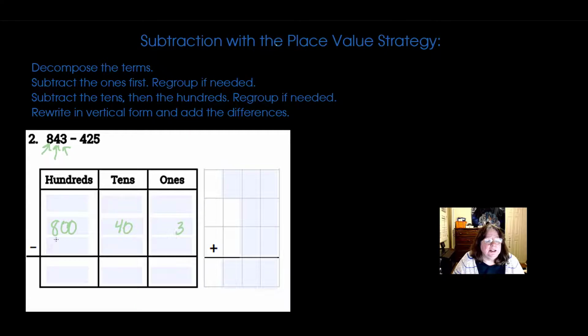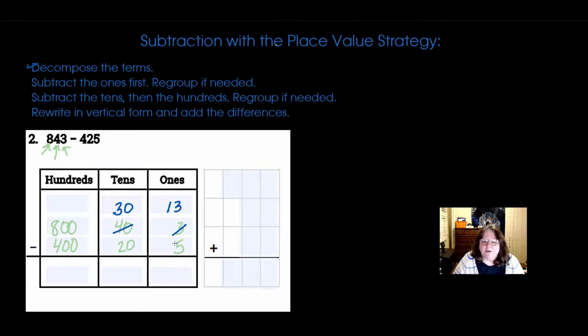425, just as it sounds when we say it. 425. Notice I have a subtraction sign here. I'm going to switch to a different color so it's a little bit easier to see. Can I take 5 from 3? So I need to go over here to the 40, and I'm going to take one of these 10s. So instead of having 40, I'm going to have 30, and that 10 comes over to the ones, so instead of 3, I'm going to have 13.